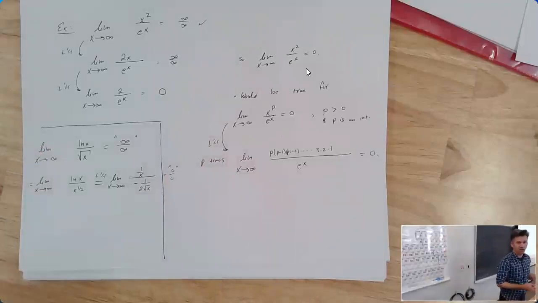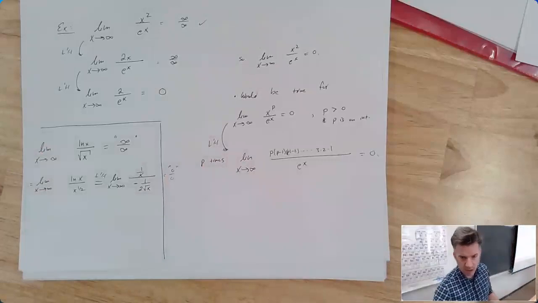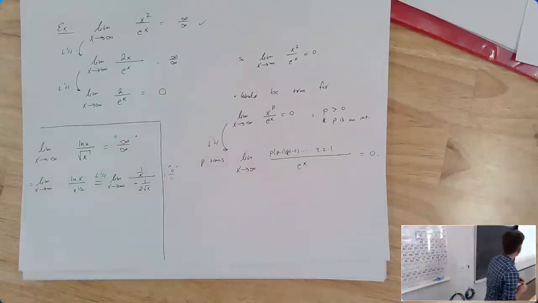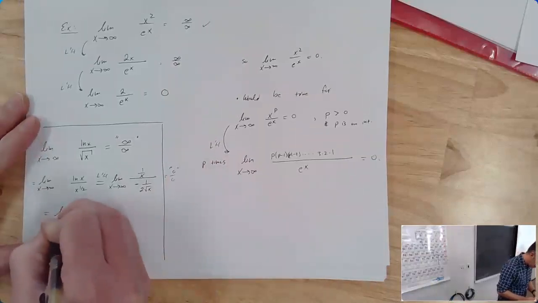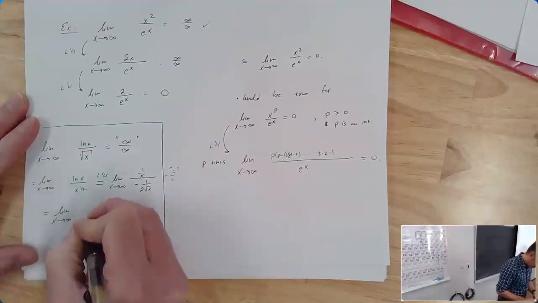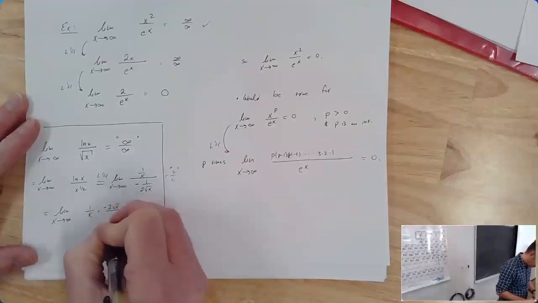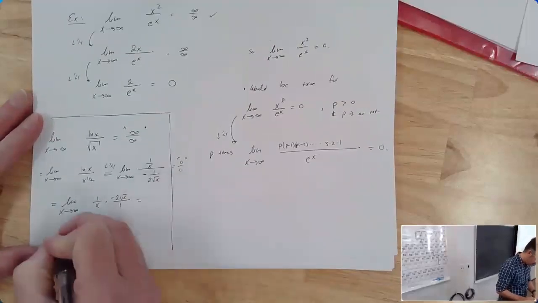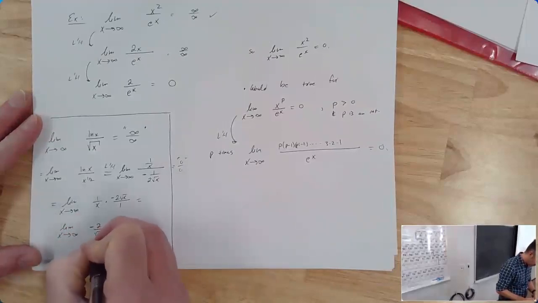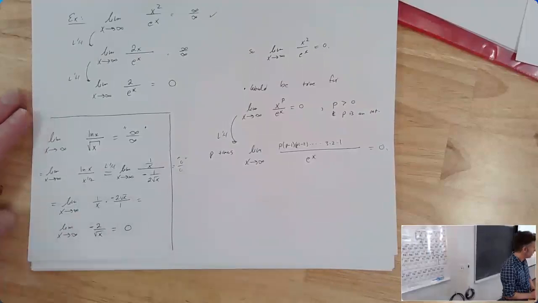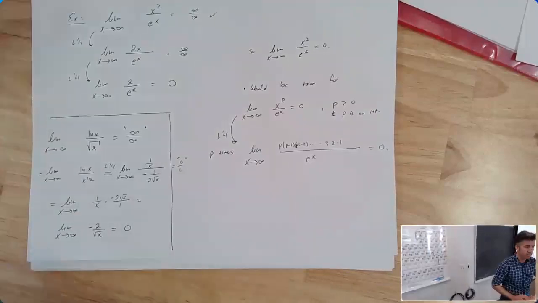What we should do instead is simplify. Just because we can use L'Hopital's rule sometimes doesn't mean we should. We're going to rewrite this as the limit as x goes to infinity of 1 over x times 2 root x over 1. Or simplifying, that's going to be the limit as x goes to infinity of 2 over the square root of x. And that's just 0, because the denominator is getting infinitely large.